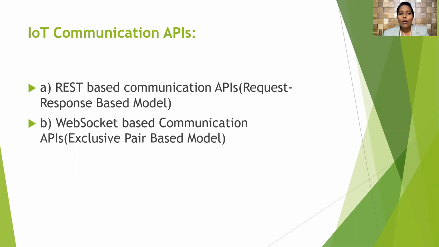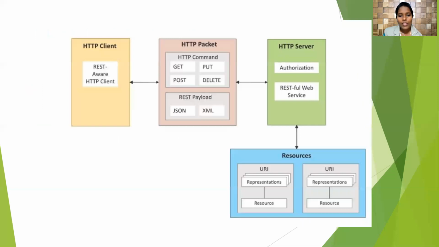So, the IoT communication application interface. There are two types of communication API: one is REST-based communication and the other is WebSocket-based communication. If you see the REST-based communication API, the HTTP client is there, HTTP packets are there, and the HTTP server is there, with resources.